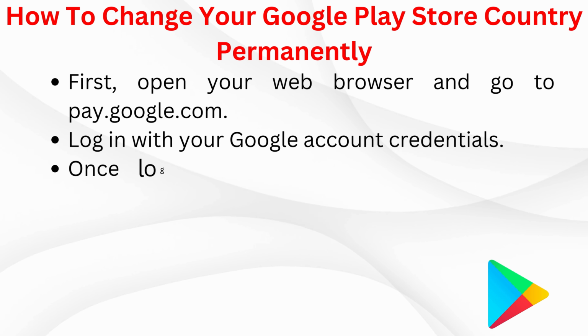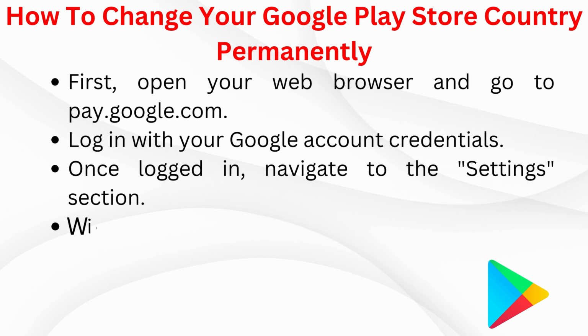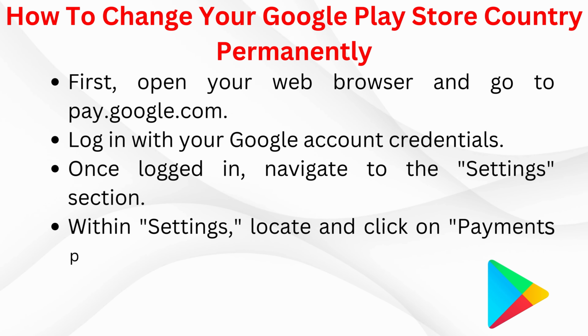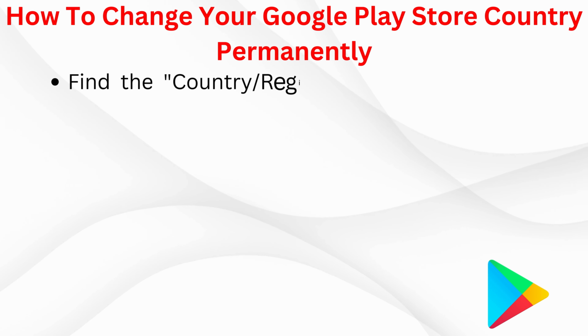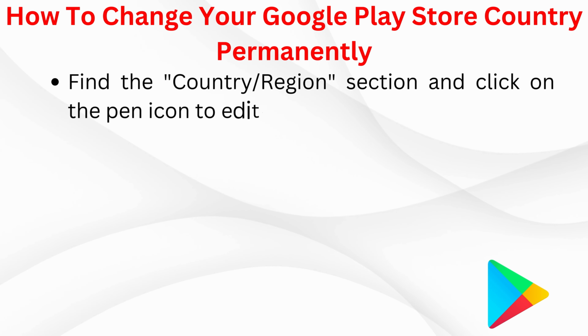First, open your web browser and go to pay.google.com. Log in with your Google account credentials. Once logged in, navigate to the Settings section. Within Settings, locate and click on Payments Profile. Find the Country Region section and click on the pen icon to edit.